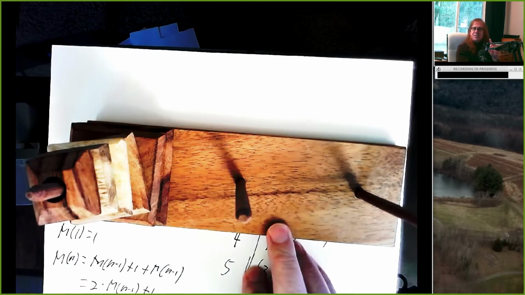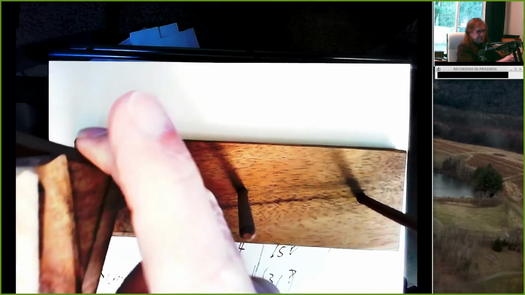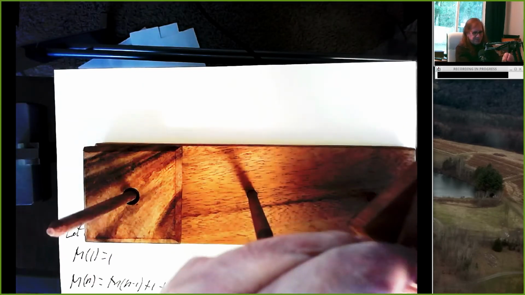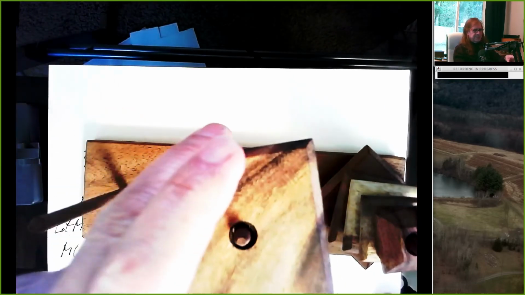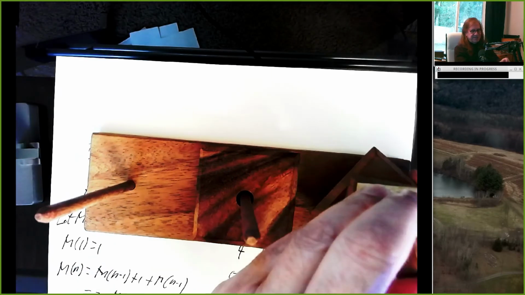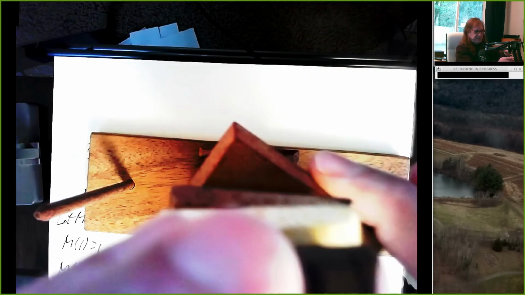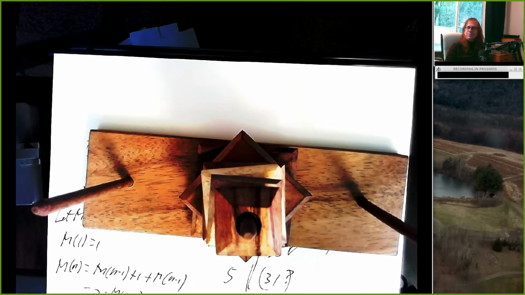Well, if I know how to solve it for 5 disks, which we just did, I'm going to take those 5 disks and move them over here. That's going to take 31 moves. And then I'll take this disk and put it in the middle. Now we're up to 32 moves. And then I'll take these 5 disks and move them from there to there with another 31 moves. That's 63 moves, and we've solved the puzzle.